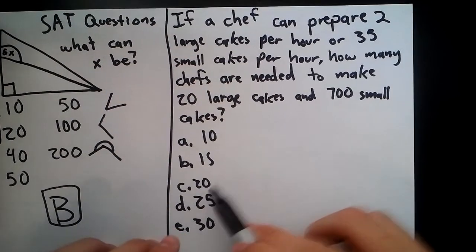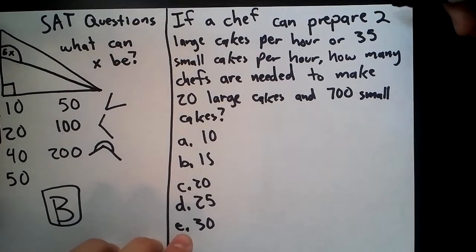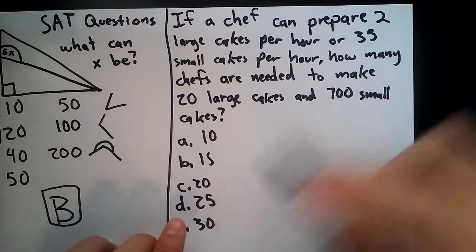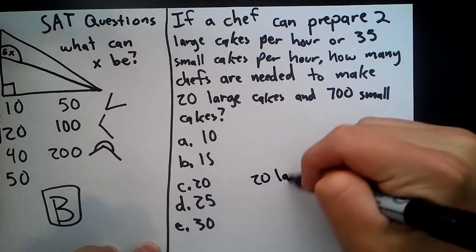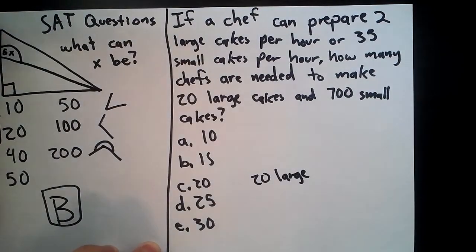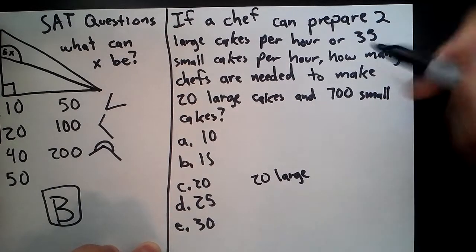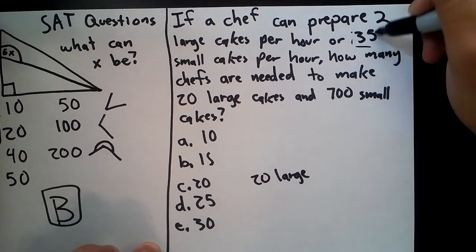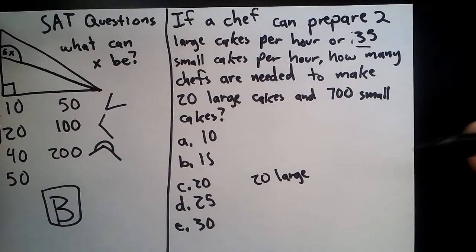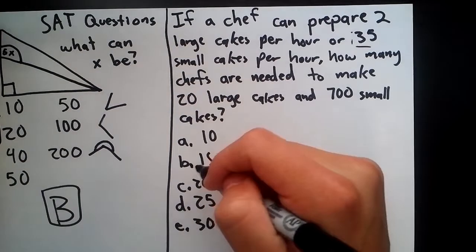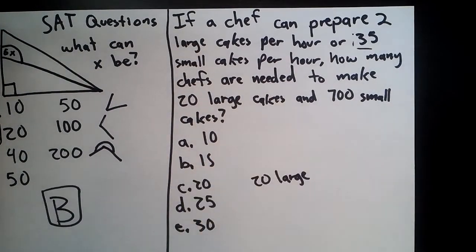If we had 20 people making 2 cakes per hour, we could have 10 of them make the 20 large cakes. So 20 large would be completed, and then we would have 700 small cakes left to make. It's easy to see that they'd be able to make that with 35 small cakes per hour. But the question is saying what is the smallest amount of chefs that you'd need. So let's try B, see if that works. If B is wrong, then we know that C is the right answer.